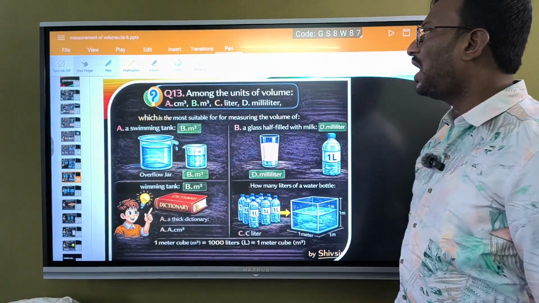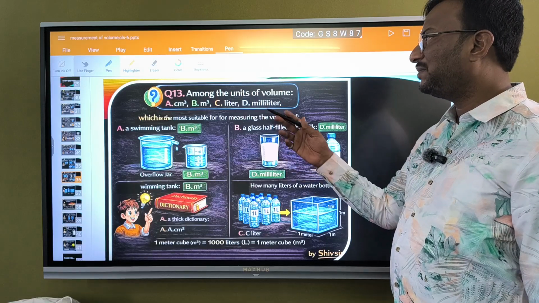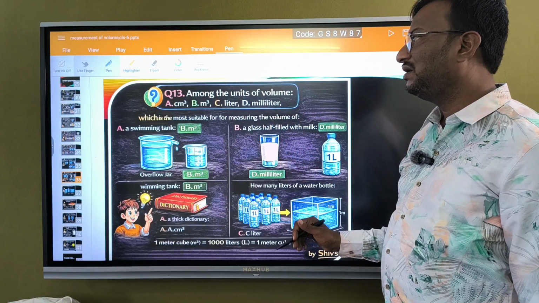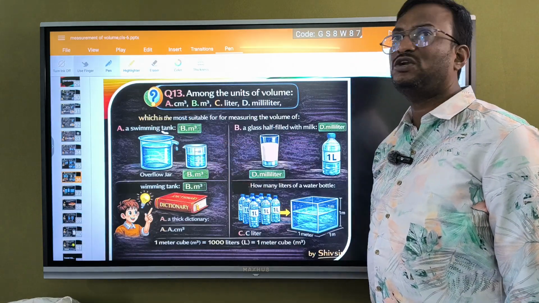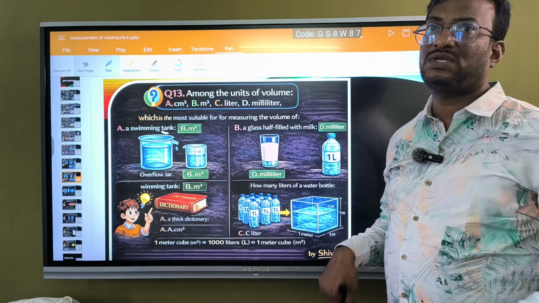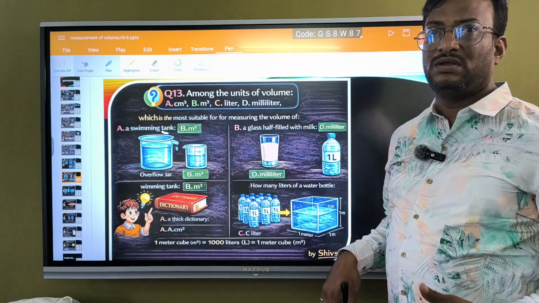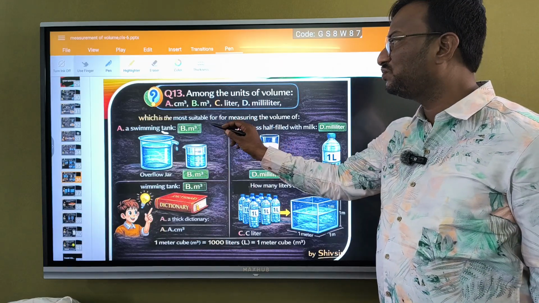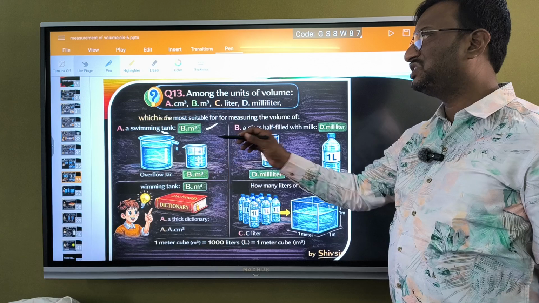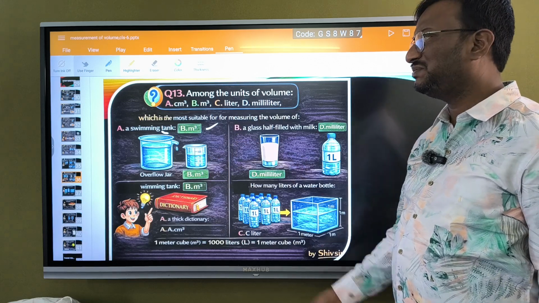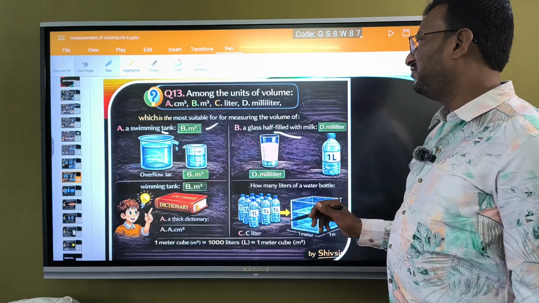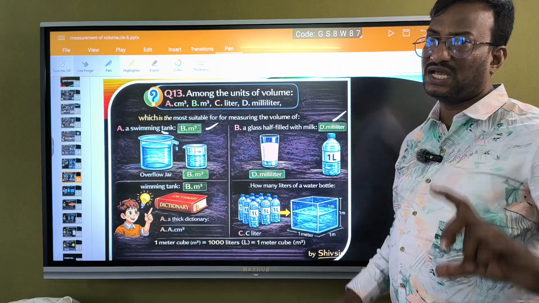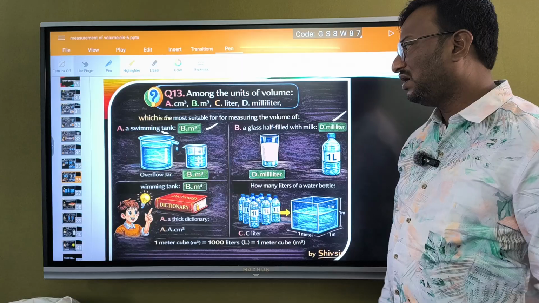Next one, among the units of volume, centimeter cube, liter and meter cube, which is most suitable for which one? A swimming pool tank will be of some huge size, so we are going to use meter cube to measure that. It is measured in cubic meters. And a glass half filled will be in milliliters because the glass will be of smaller size.